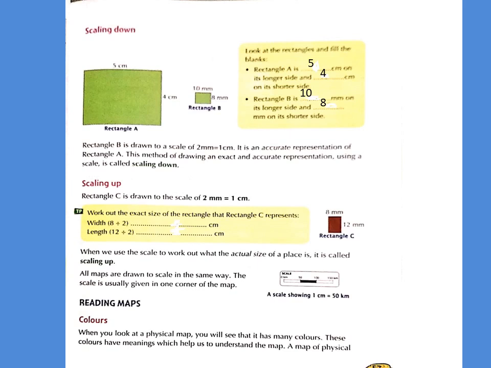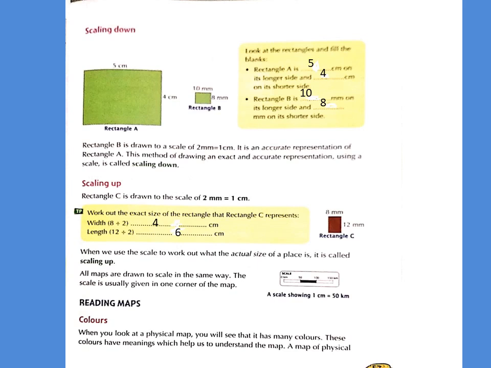8 divided by 2, that is 4 centimeter, because we are using the scale of 2 millimeter is equal to 1 centimeter. And what is the length of rectangle C? 12 divided by 2, that is 6 centimeter. Again using the same scale.